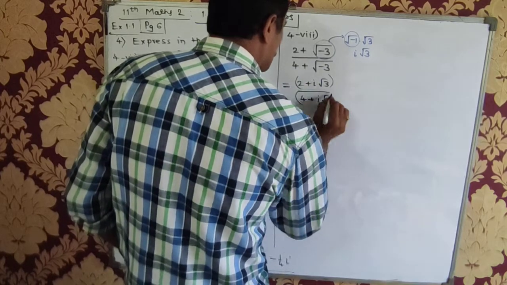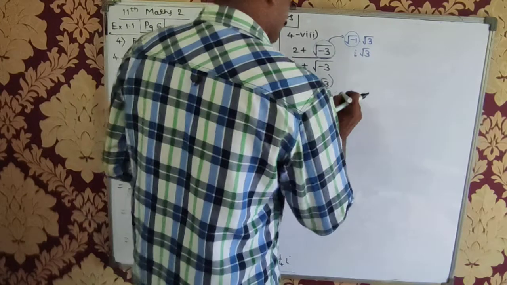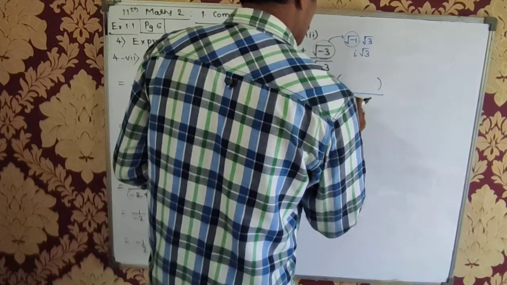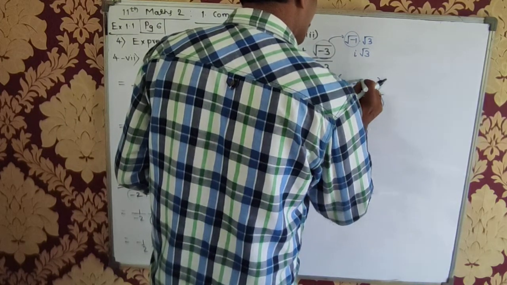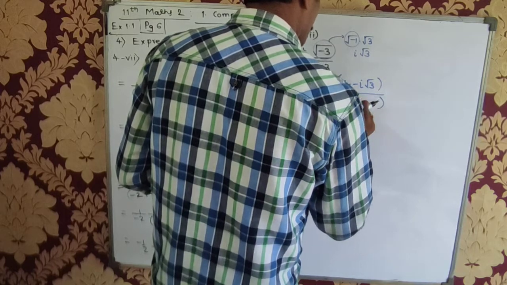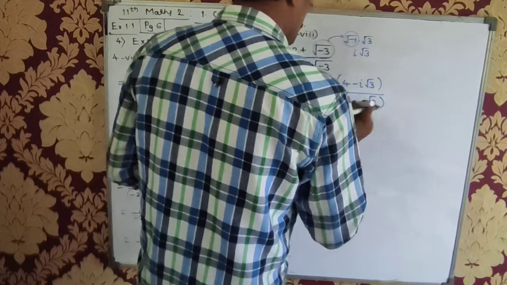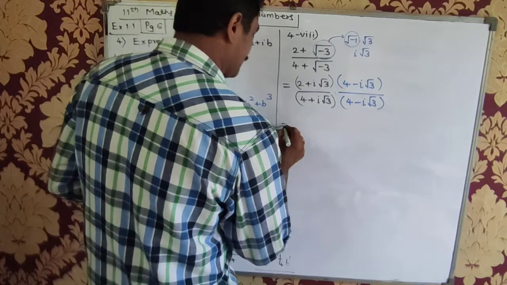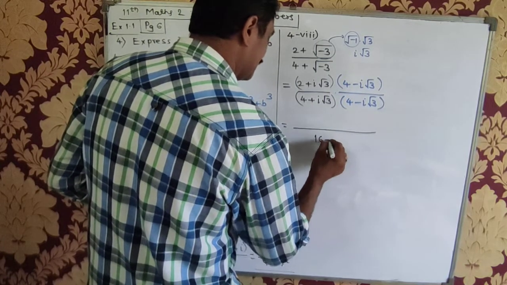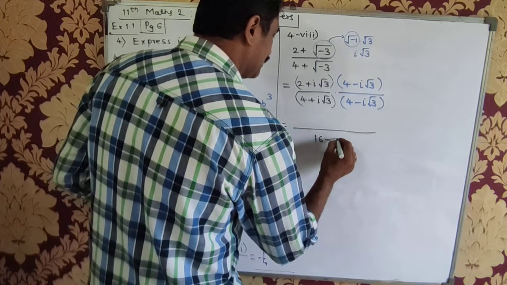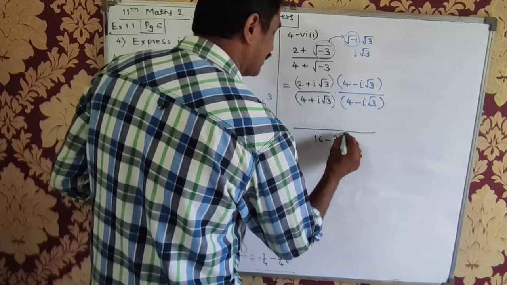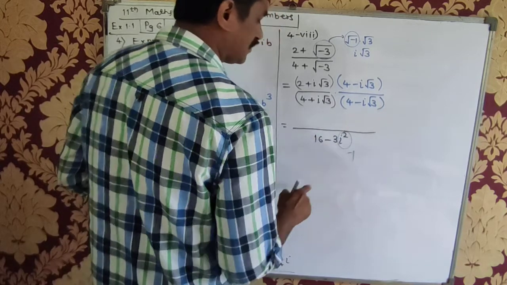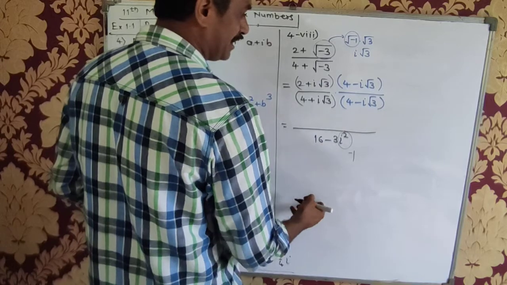तो कुल मिलाकर क्या हो जाएगा ये? What will be the factor of rationalization? 4 minus i root 3. So a plus b, a minus b. You can tell me the denominator. 16 minus 3i square. But i square is minus 1. Plus. So 16 plus 3 is 19.